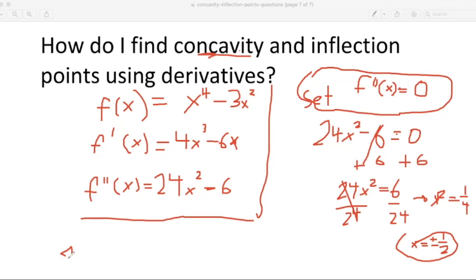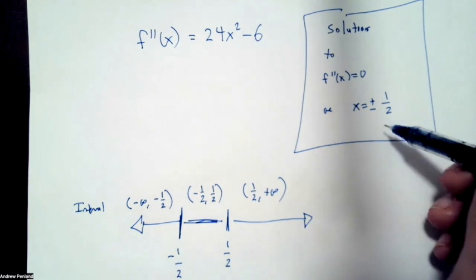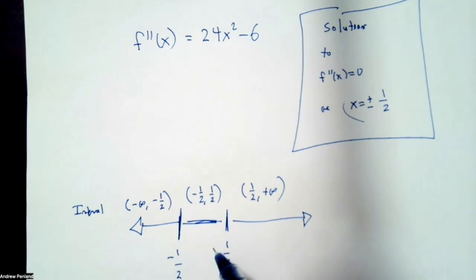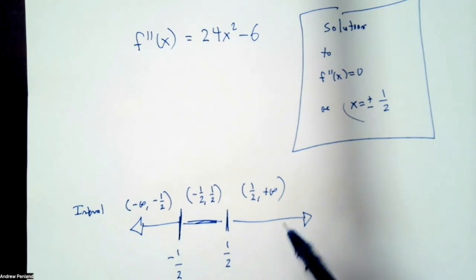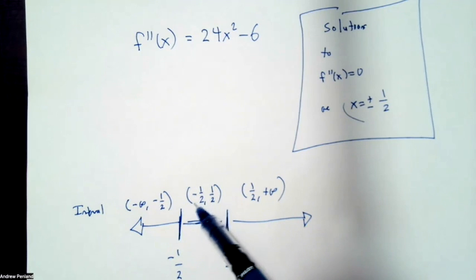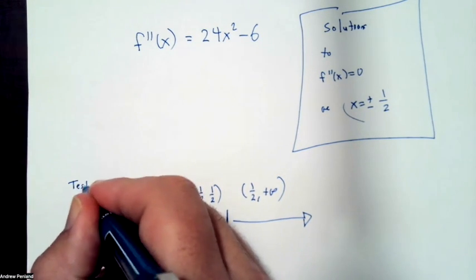So I'm going to make a sign chart, and I'm going to switch to the handwritten view because it's easier to see. I've looked at my places where x is equal to positive or negative 1/2, and now I've created a number line where those are dividing points. So I have 3 intervals: from negative infinity to negative 1/2, negative 1/2 to 1/2, and 1/2 to positive infinity. And what I want to do is pick a test point from each region.